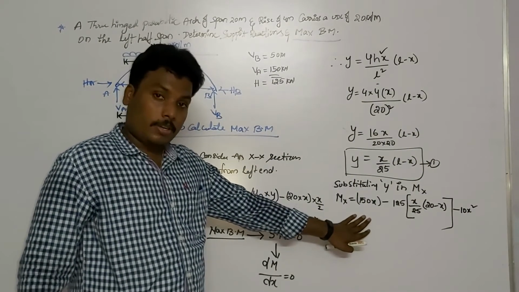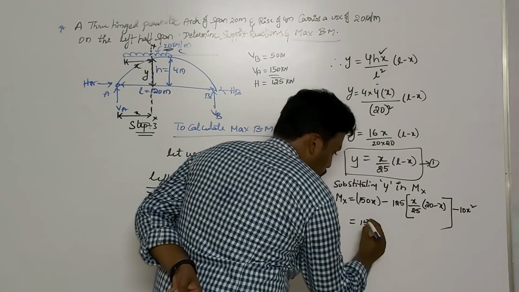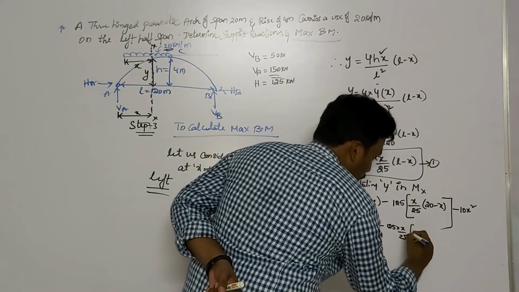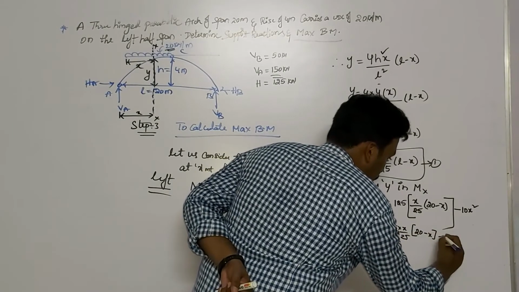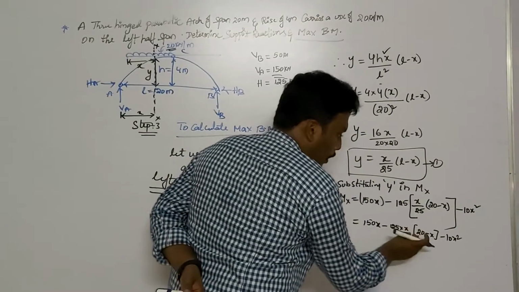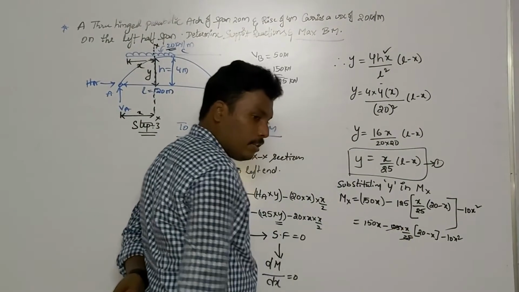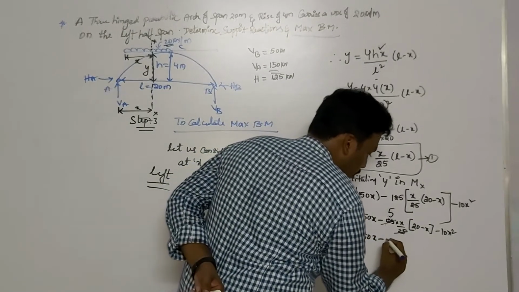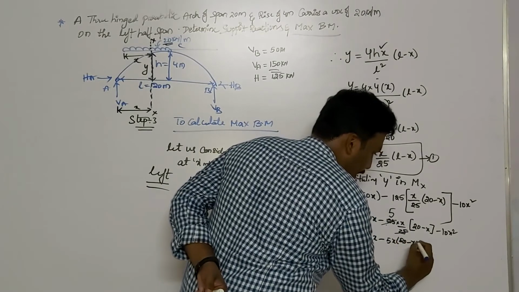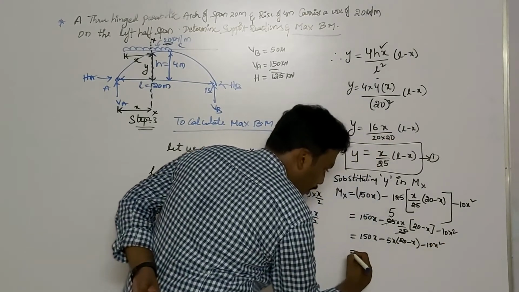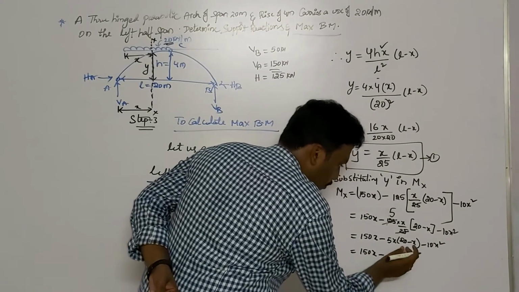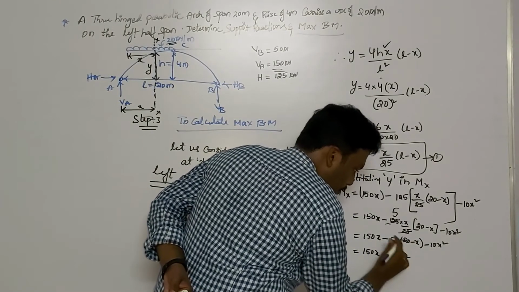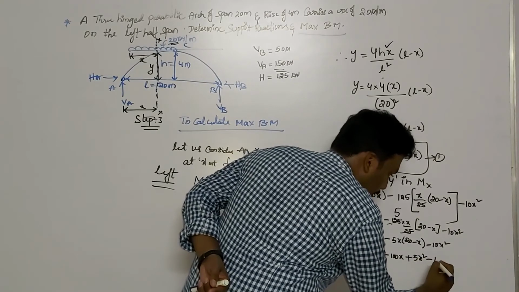ఇది మనకు మిగిలిన ఈక్వేషన్. ఇందులో నుంచి let us say this is 150x minus 125 into x by 25 into 20 minus x minus 10x square, right? ఇక్కడ లోపలికి మల్టిప్లై చేద్దాం. So 25 how many times will it cancel? 5 times. So this is 150 into x minus 5x into 20 minus x minus 10x square. So again 150 into x minus 20 into 5 is 100x. So minus of minus is plus 5x square minus 10x square.